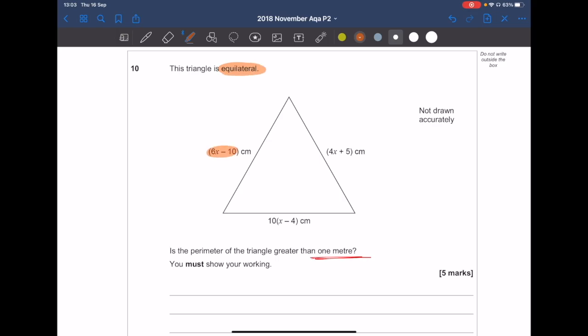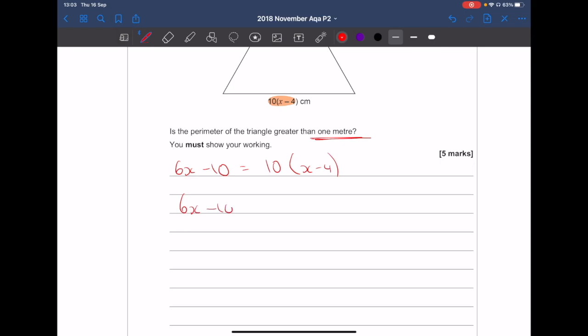So hence, I can compare any of the angles with each other and they should be equal. So 6x take 10 must be equal to 10x take 4. So 6x take 10, I've got to expand the brackets here, guys, equals 10x take 40. And minus 10 equals 4x take 40. 30 equals 4x. X equals, so we can say x equals 7.5. So that is the value of x.